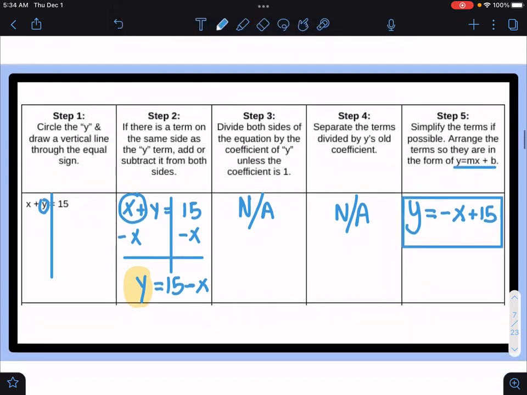Now, if we needed to graph this, we would need to say what our m is. m is the number in front of x, so it would be negative 1. And b is the constant, the number alone, so that would be 15. This would mean that on my graph, I would start up at 15, and then I would go down 1 over 1, down 1 over 1, and I would keep going.